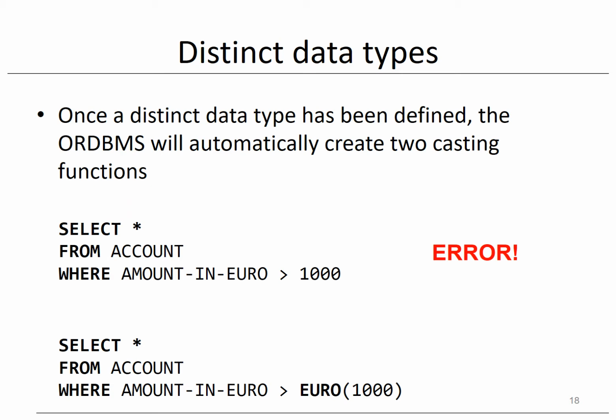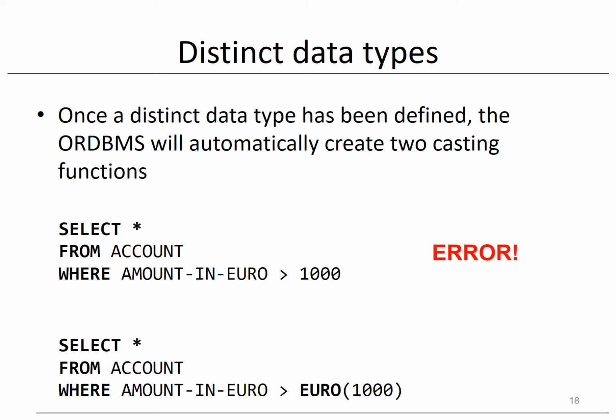Once a distinct type has been defined, the ORDBMS will automatically create 2 casting functions. One to cast or map the values of the user-defined type to the underlying built-in type, and the other to cast or map the built-in type to the user-defined type. In other words, suppose we now wish to retrieve all account tuples where the amount in euro is bigger than 1000 and write the following SQL query: select star from account where amount in euro is bigger than 1000.